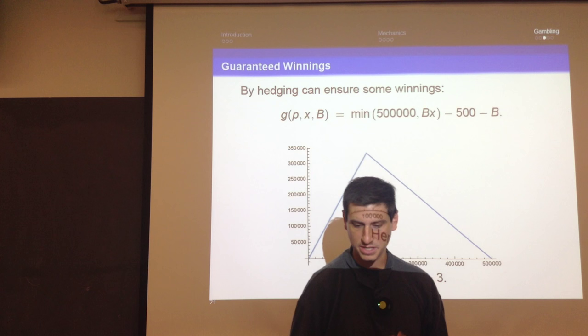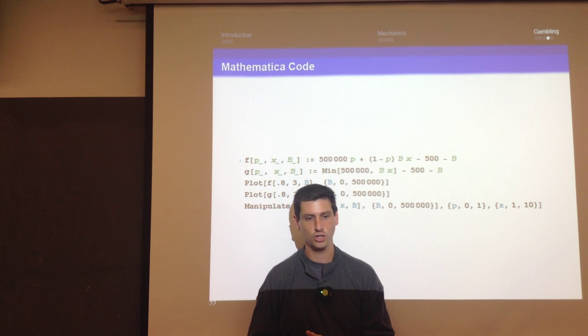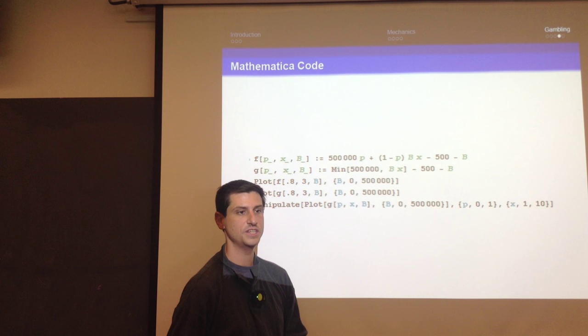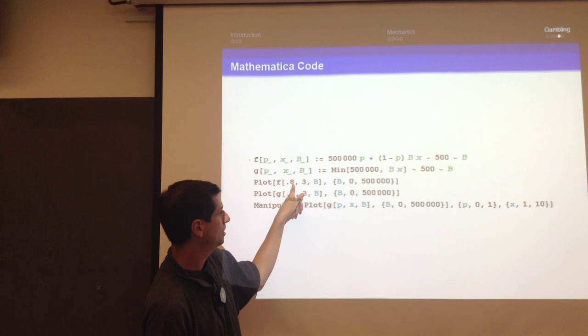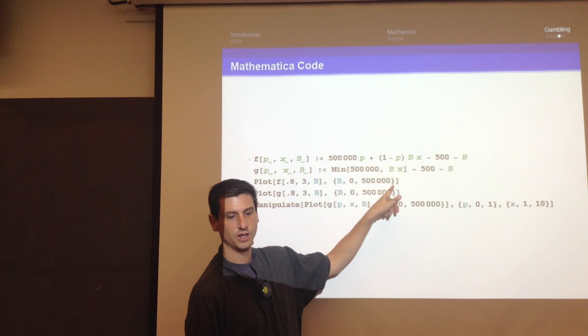So one of the big things is to write code. This is a snippet of Mathematica code. I'll talk a little bit more about this. You put things in square brackets, and then you put an underscore to mean that these are the variables. So f is a function of p, x, and b, and here's my formula for f. Here's my formula for g. It's the minimum of these two quantities minus that. I'm going to plot the function. I'm going to put in these values for p and x, and b is going to range from 0 to 500,000.